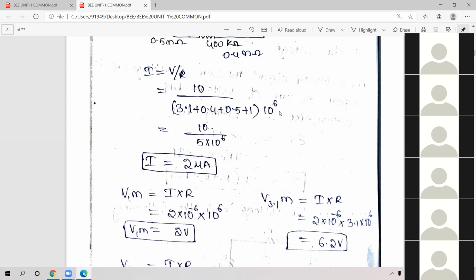After getting the value of current, you can easily get the voltage drops. What is the voltage drop formula? Current is the same in all the resistors, so V is equal to I into R.